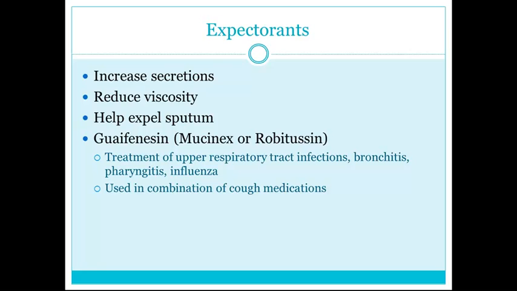Expectorants help patients cough productively. They increase secretions, they reduce viscosity, and they help expel sputum. It's also important to instruct patients to drink plenty of fluids. The most common medication in this class is guaifenesin, also called Mucinex or Robitussin. They are used for treatment of upper respiratory tract infections, bronchitis, pharyngitis, or influenza. And we only use this when there's a wet, productive cough. We will not use this if it is a dry cough.